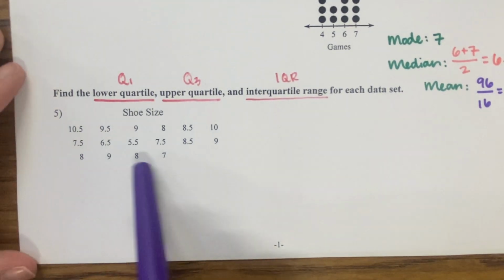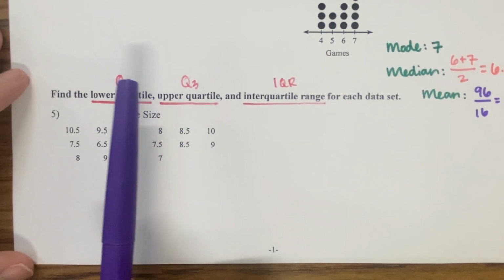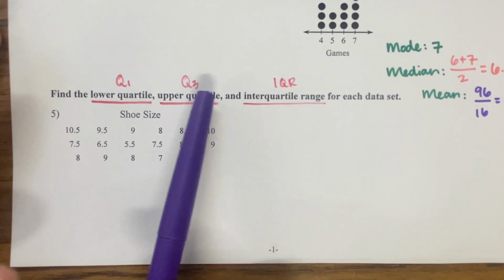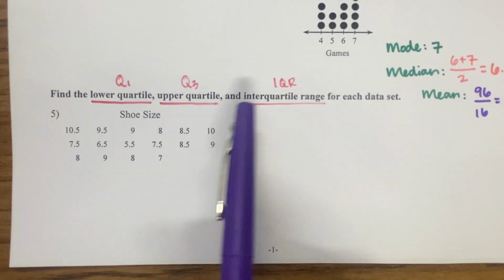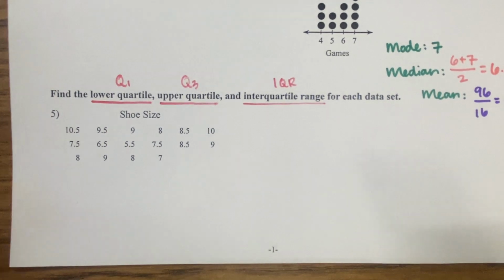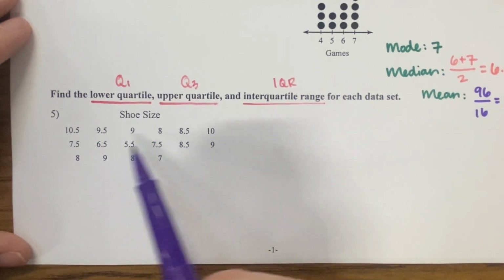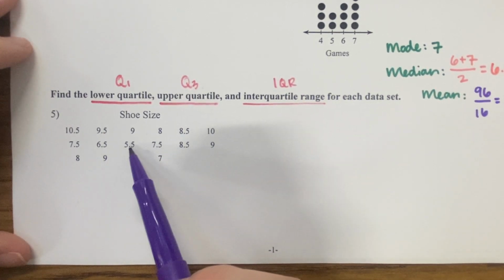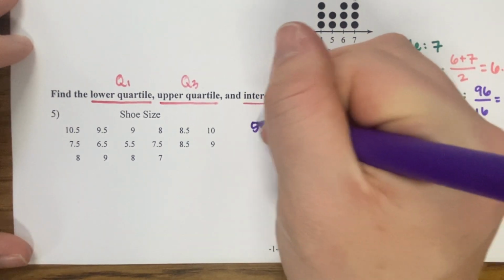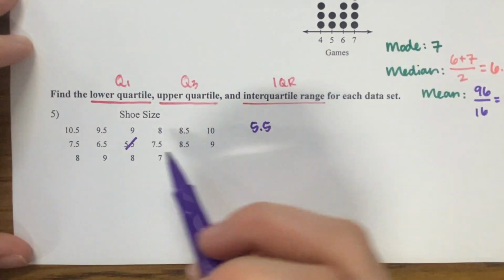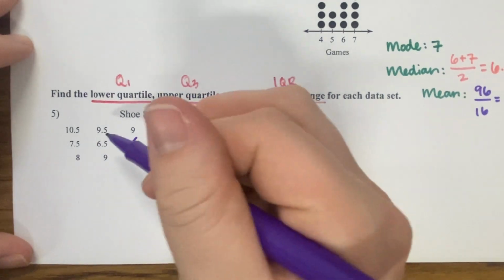Okay, so same thing with this data set. I want to list this in numerical order because the lower quartiles and the upper quartiles, as well as the IQR, we have to find first the median and then the medians within the medians, okay? So let's go ahead and number these in numerical order. Lowest is 5.5. Okay, so we have 5.5. Okay, next would be, looks like 6.5.